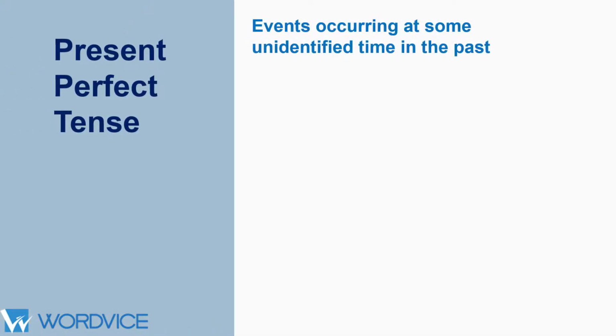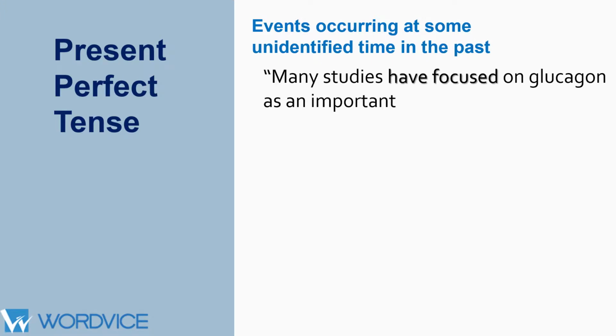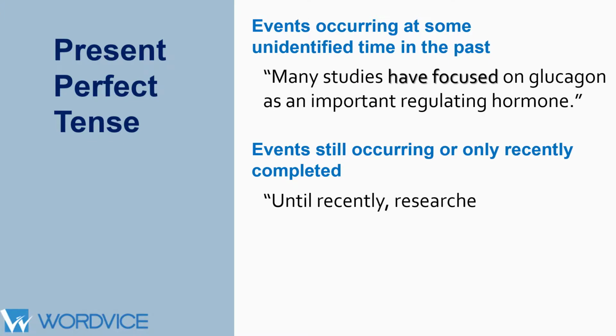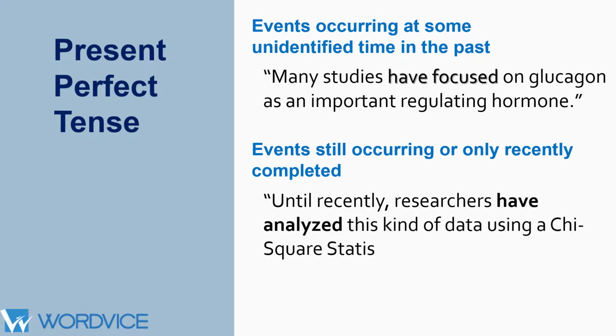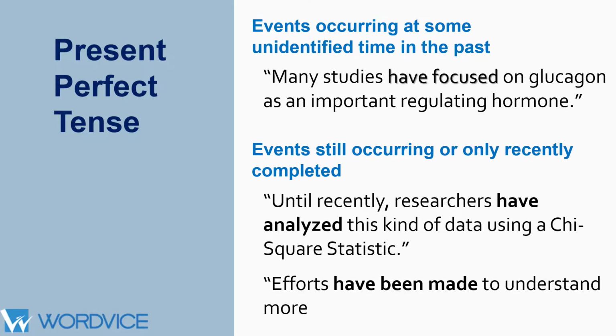Here are some examples of the present perfect tense. Many studies have focused on glucagon as an important regulating hormone. Until recently, researchers have analyzed this kind of data using a chi-square statistic. Efforts have been made to understand more about this process. Note that in all of these examples, none of the events are given specific time or place indicators. All have occurred at some unidentified time in the past or are still being completed.